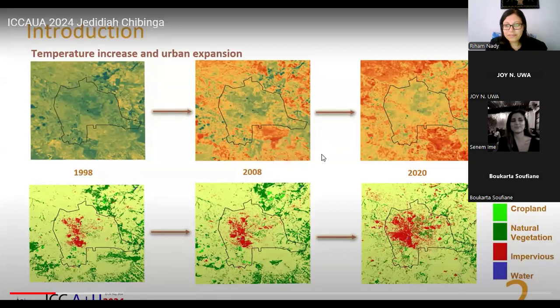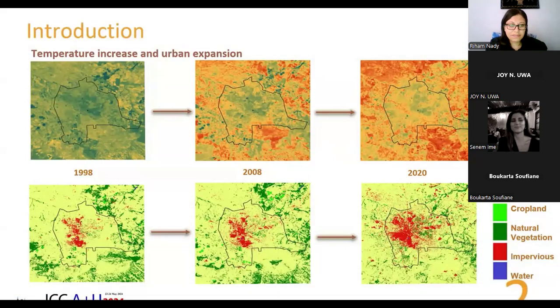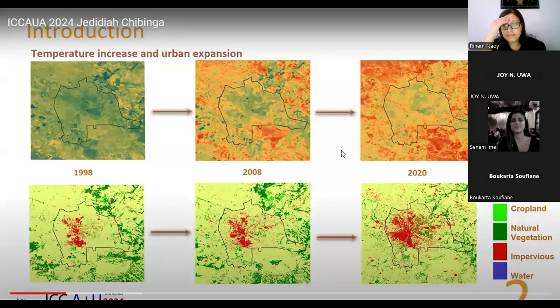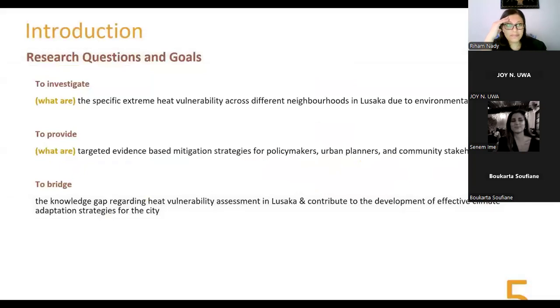Today, we will explore how zones in Lusaka City, which is the capital city of Zambia and a rapidly expanding urban center in Africa, are impacted by climate change in the context of extreme heat vulnerability. This research aimed to investigate the heat vulnerability across different neighborhoods in Lusaka, as well as provide evidence-based information that can help various stakeholders such as policymakers and urban planners mitigate this heat vulnerability.